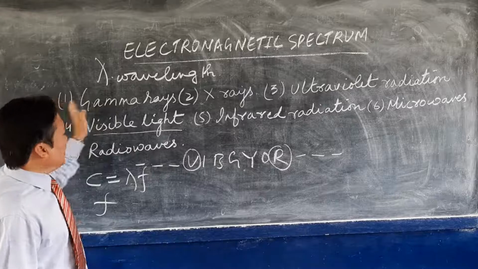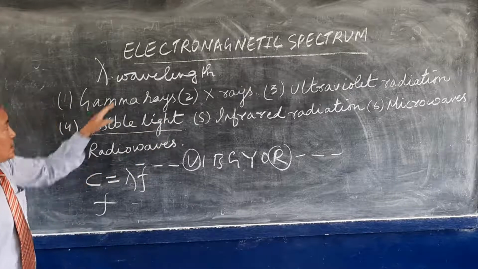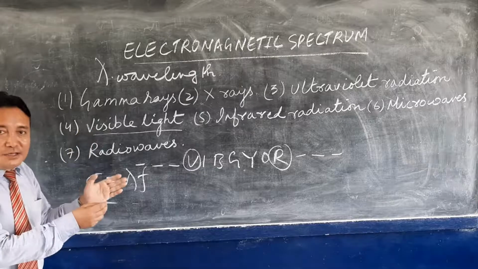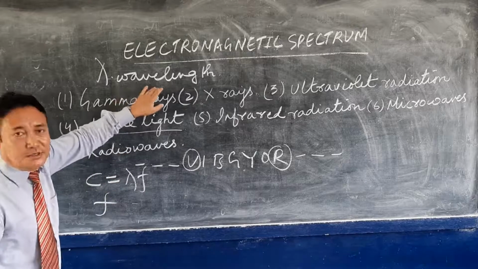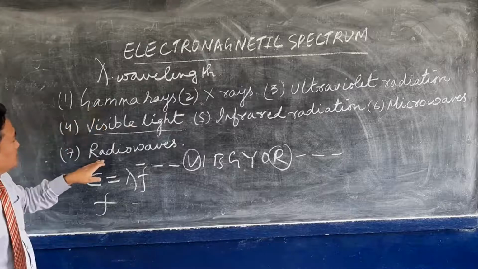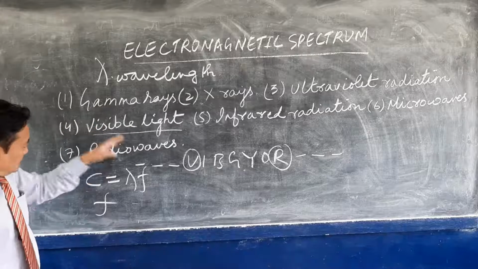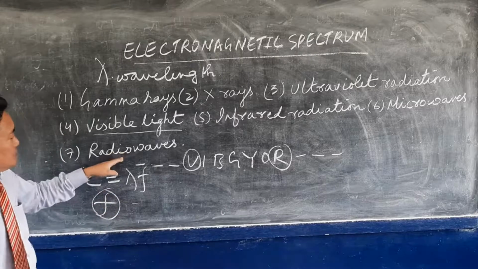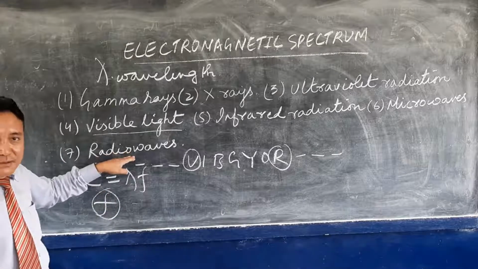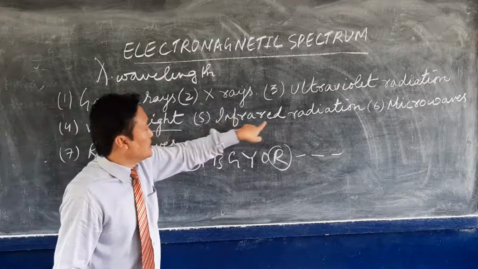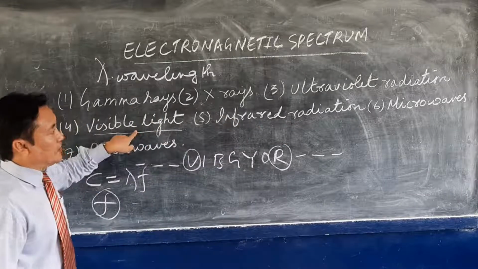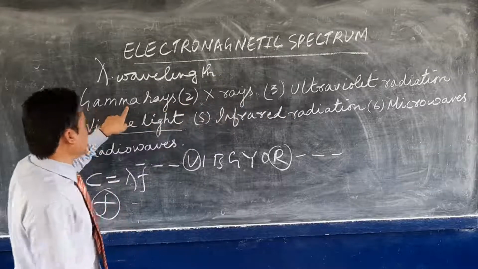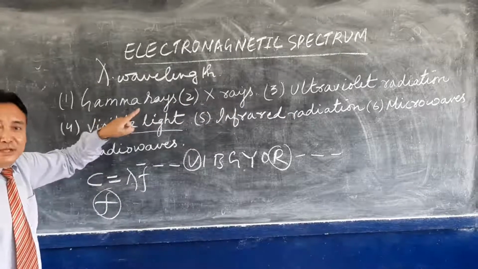So we have written 1 to 7 as the increasing wavelength, and when you change, in terms of wavelength we have written from gamma rays to radio waves, but in terms of frequency, you now write first radio waves, then after that microwaves, then infrared, then visible light, then ultraviolet radiation, then X-rays, then gamma rays. Okay, you just please remember that.